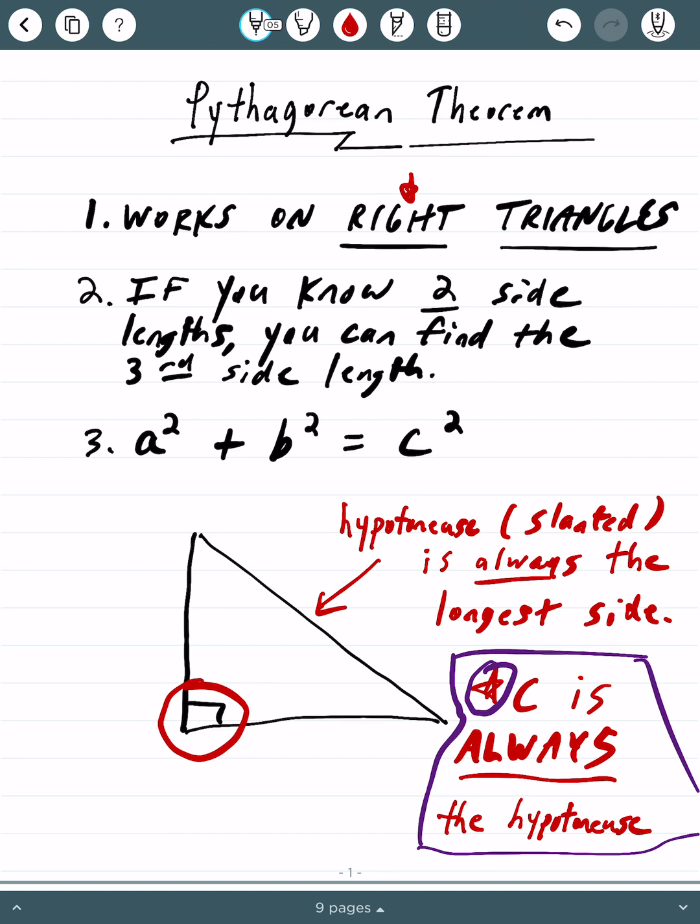And here is the formula. A squared plus B squared equals C squared. That's the formula forever, okay? Now, here's what you're going to need to know.